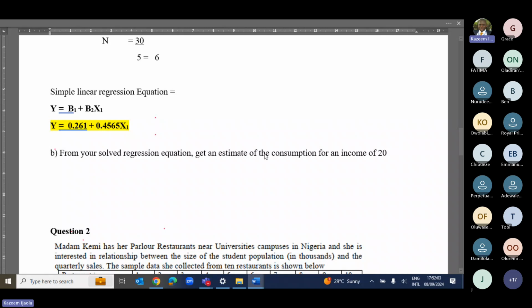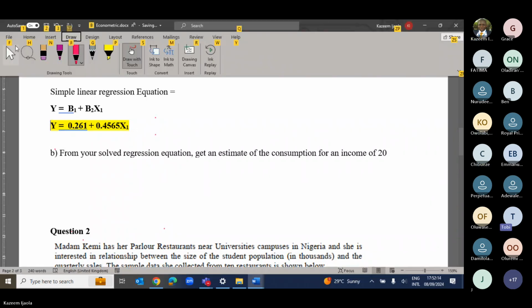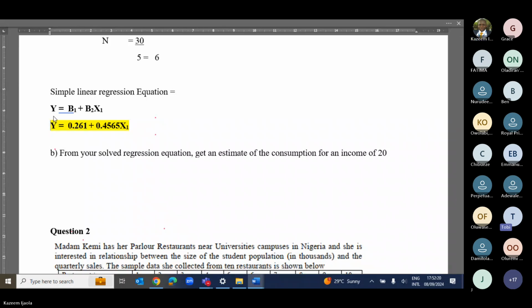Can the experts speak on this? The econometrics guru, Kayode, can you speak on this? Am I okay with the solution? Yes, it's correct. There should be a Y cap. It is either you put Y cap, or you leave it as Y and add the error term. Okay, we should leave it as Y and add plus U, the error term, or you put the cap without the error term.